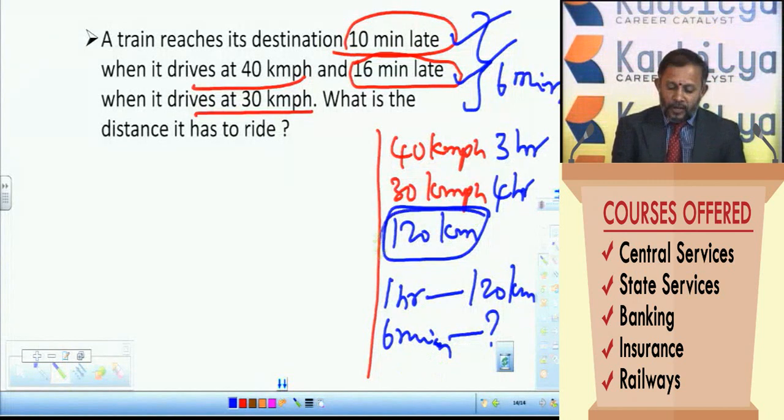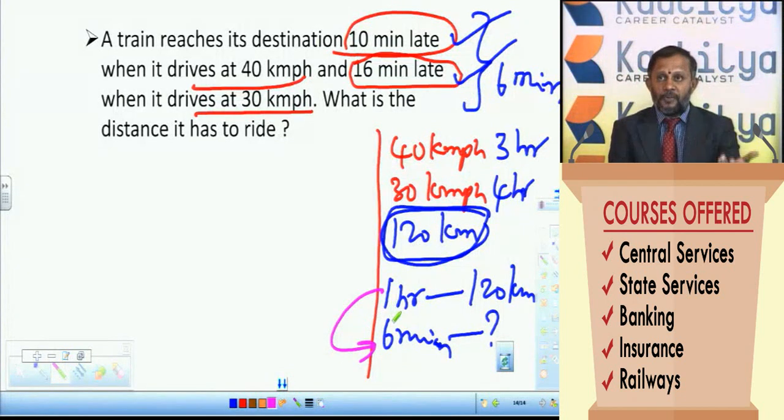So if you cover 120 with a speed of 40, it requires 3 hours time. And if you cover 120 kilometers with a speed of 30, it requires 4 hours time. So the difference of the time periods is 1 hour, if you assume 120 kilometers as the distance. Here the difference between the time periods is 6 minutes. So what you have to observe is 6 minutes is 1/10 of this one. 1 hour means 60 minutes. So this is 1/10. So you can straight away take 1/10 of 120, that is 12 as the answer.